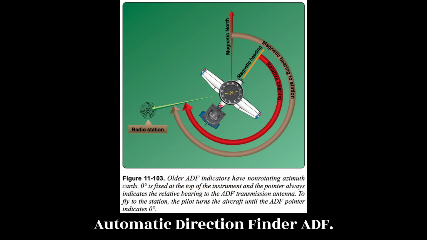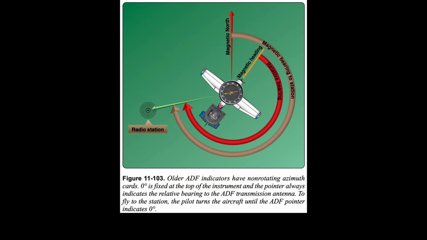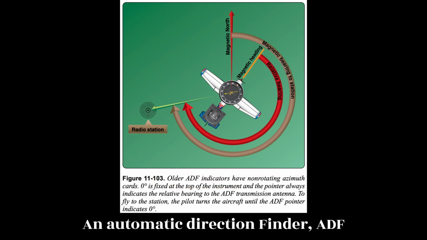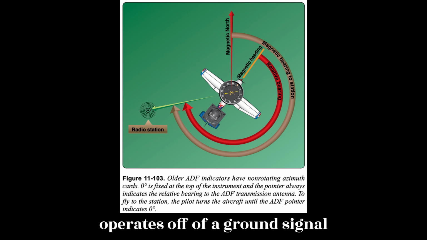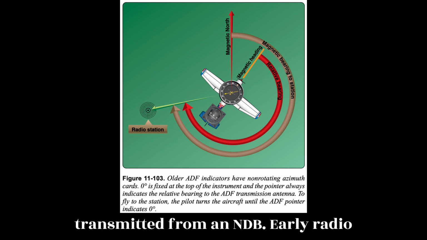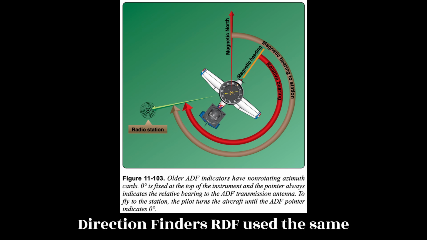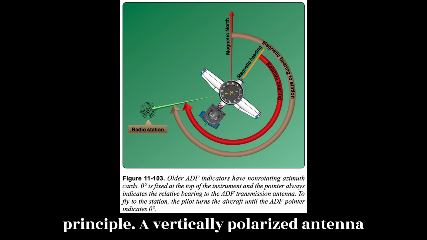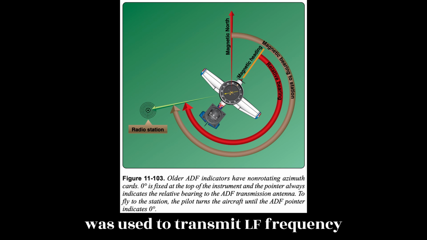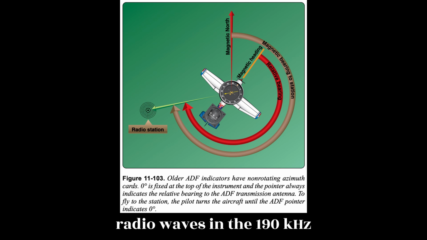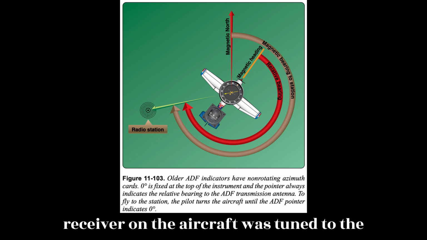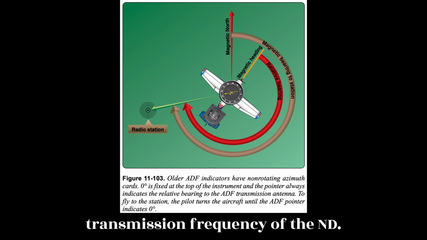Automatic Direction Finder, ADF. An automatic direction finder, ADF, operates off of a ground signal transmitted from an NDB. Early radio direction finders, RDF, used the same principle. A vertically polarized antenna was used to transmit LF frequency radio waves in the 190 kHz to 535 kHz range. A receiver on the aircraft was tuned to the transmission frequency of the NDB.